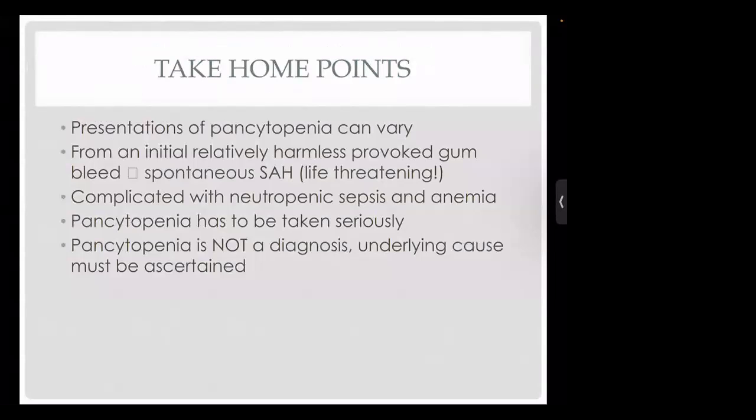So in summary, the presentation of pancytopenia can be varied, including thrombocytopenia, bleeding, anemia, symptomatic anemia, and also fever for the past 1 month, 2 weeks because of neutropenia. The bleeding can be harmless provoked bleeding or very life-threatening bleeding, as illustrated in the second case, spontaneous subarachnoid hemorrhage. So of course, you must remember that pancytopenia is not a diagnosis, so you must find out what causes it.